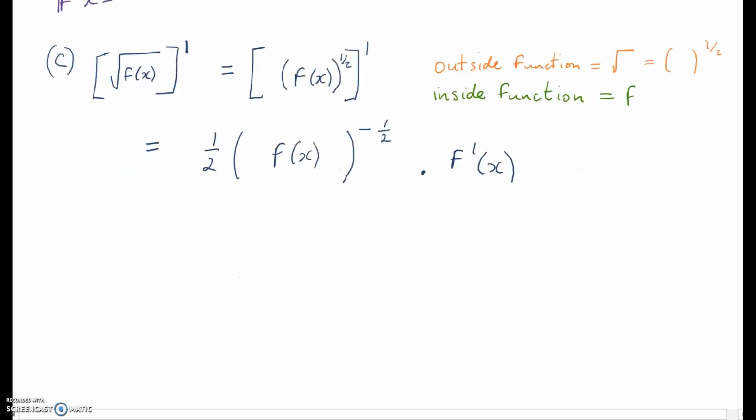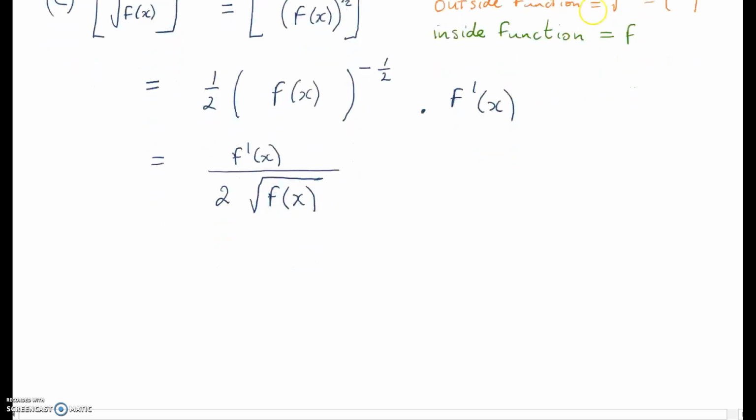So can we simplify this a little bit? This would become f prime of x, and we've got a 1/2 here, so the 2 goes on the bottom, and f of x to the power of negative 1/2, the negative sends this down below, and the power on it is a half, so that's the square root.